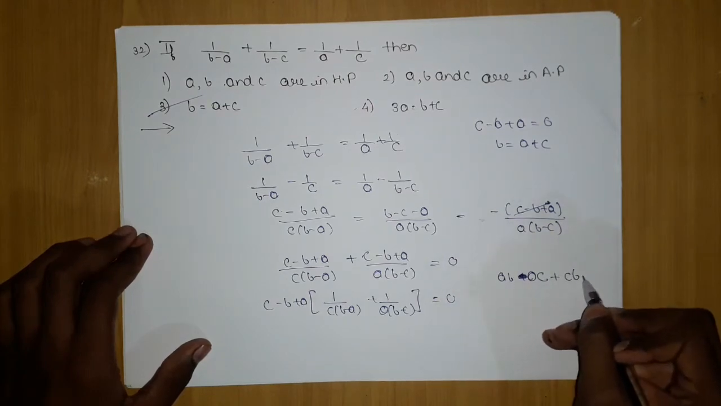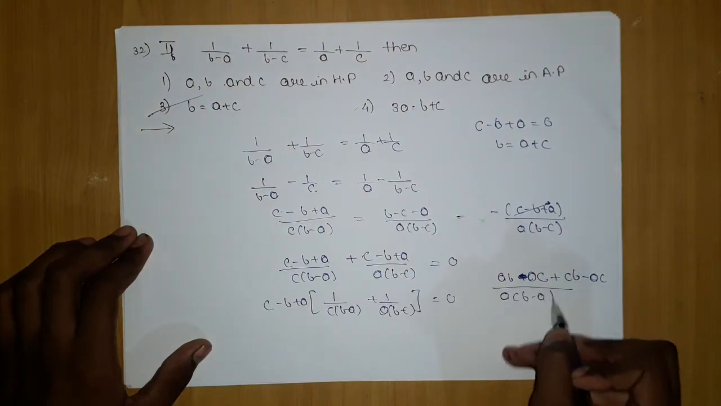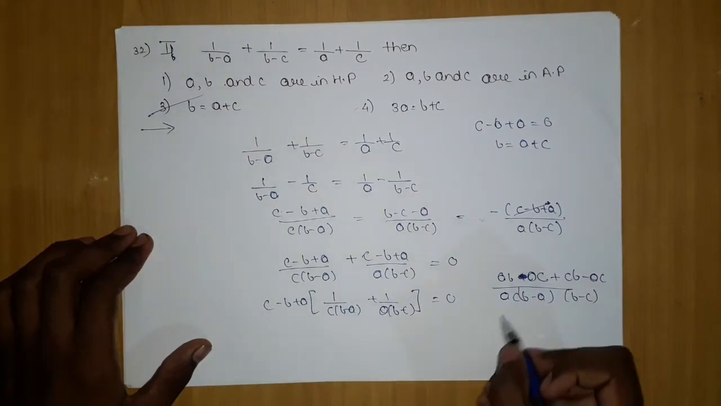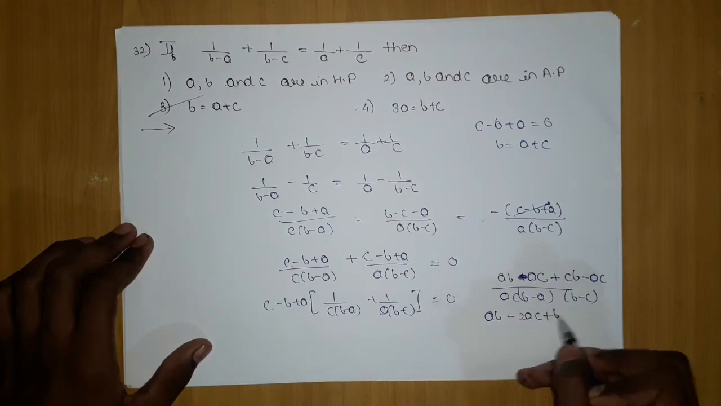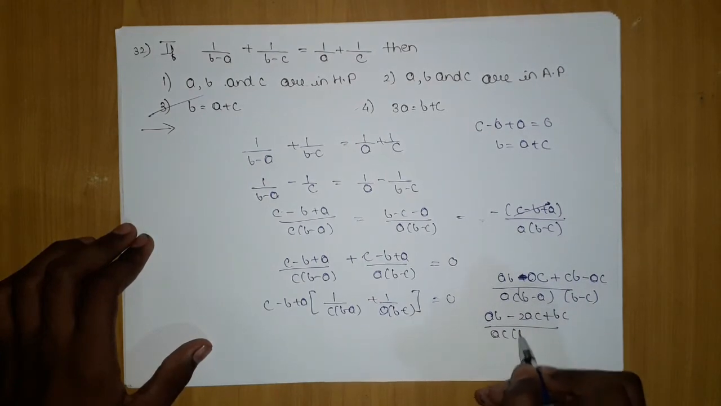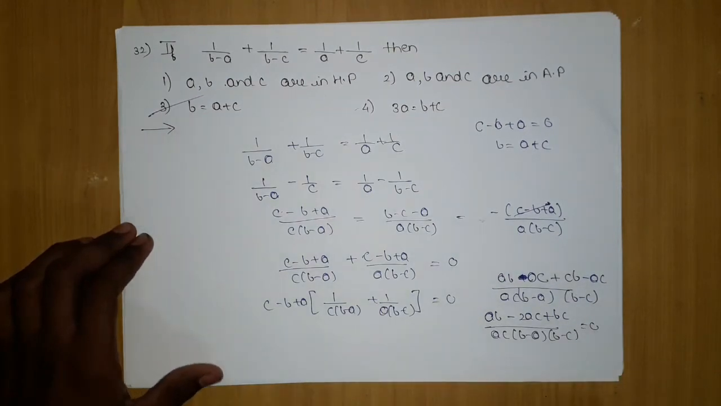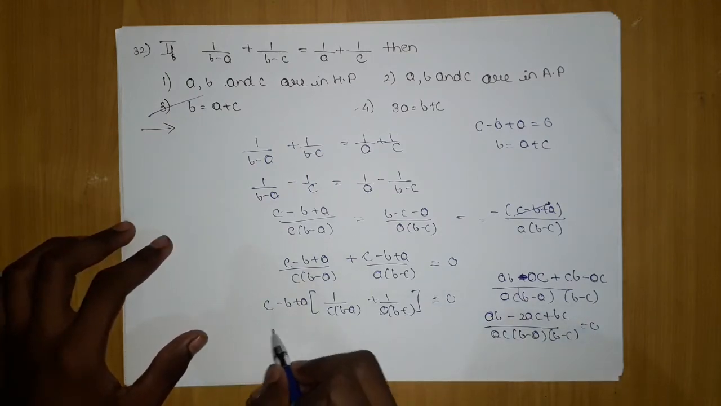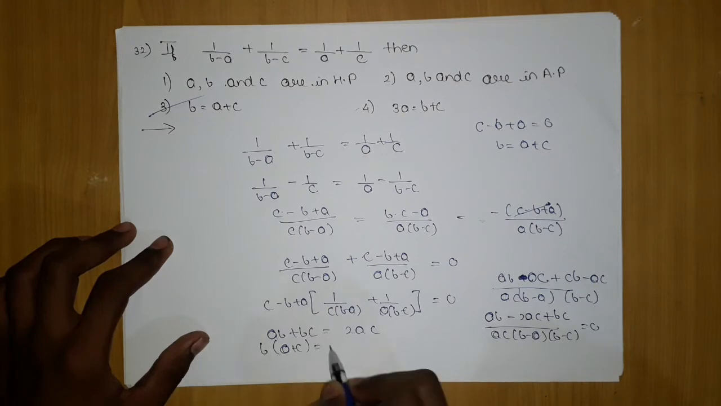plus cb minus ac upon this ac into b minus a into b minus c. So this will become ab minus 2ac plus bc upon ac into b minus a into b minus c, which should be equal to 0. Now this will move that side and become 0, which will give me finally ab plus bc should be equal to 2ac, which will give me (a plus c) times b is equal to 2ac.